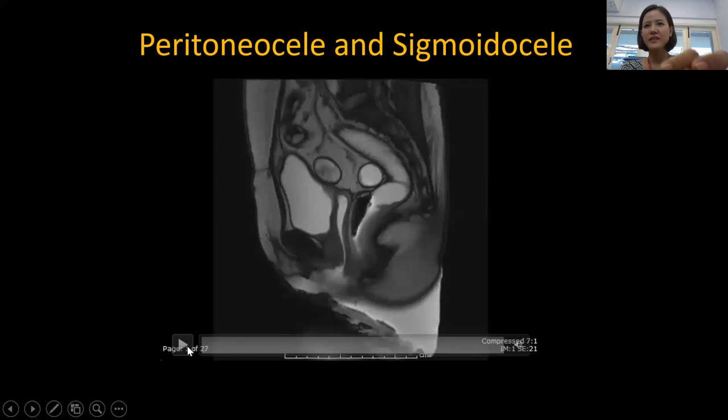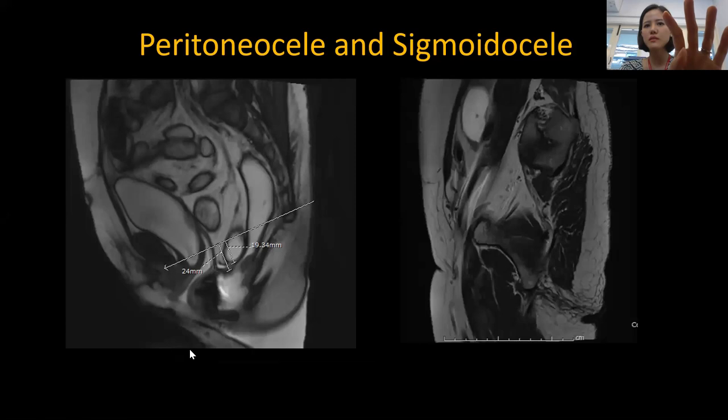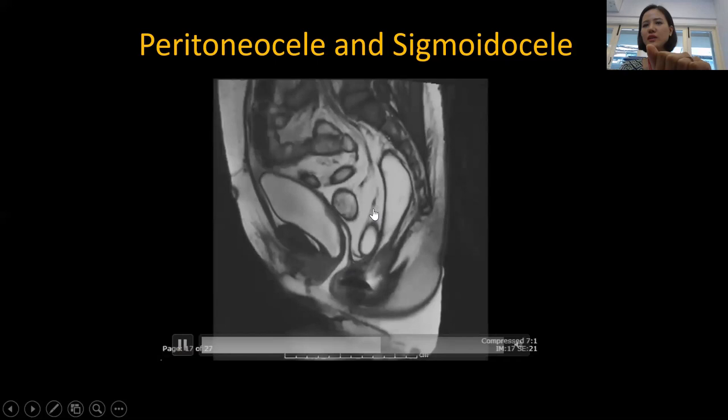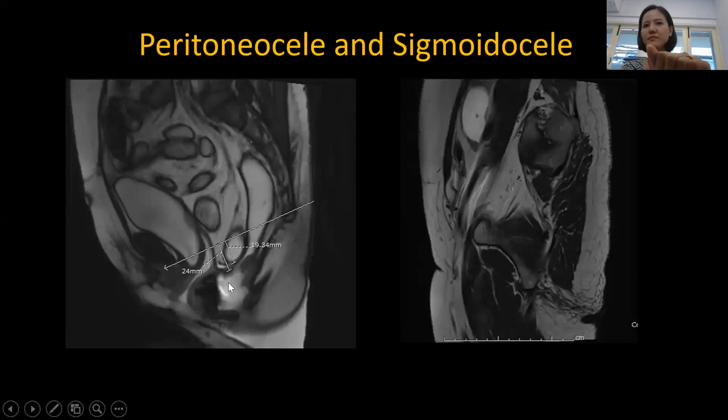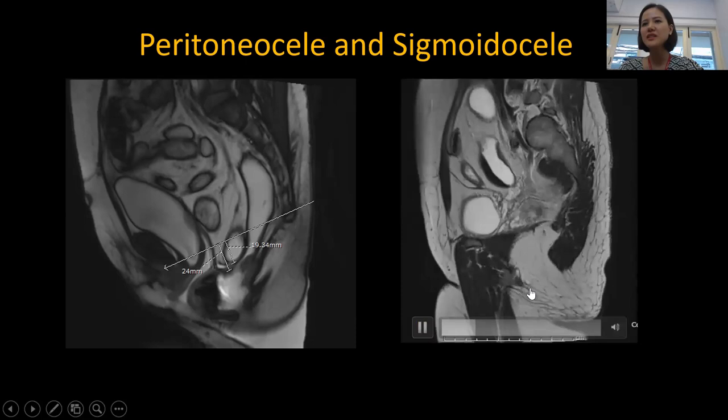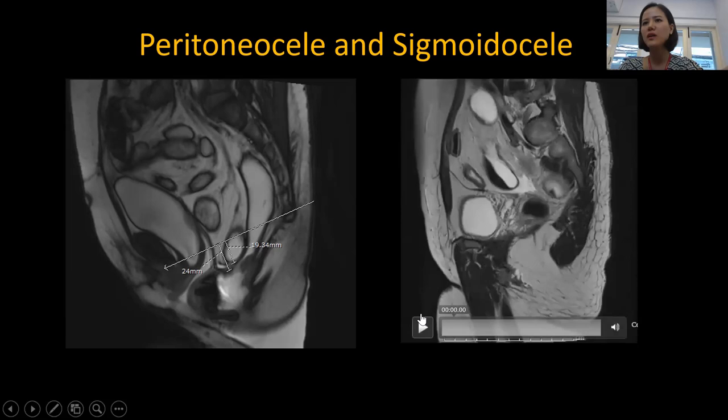This is another case of peritoneocele and sigmoidocele. You can see this mild degree of peritoneocele and sigmoidocele here, less than 3 centimeter. You may be curious whether this bowel loop is small bowel or sigmoid colon. You can see from this sagittal T2 weighted image that it is sigmoid colon extending from the rectum. We can confirm that it is sigmoidocele.